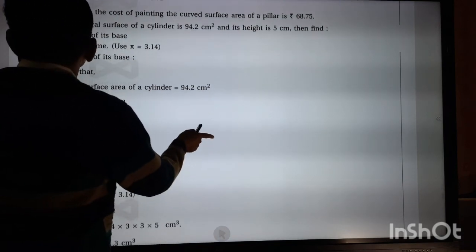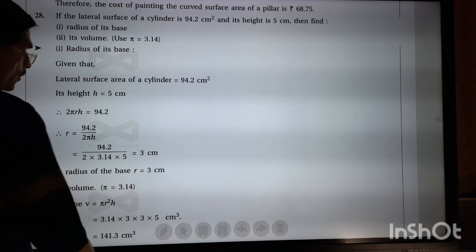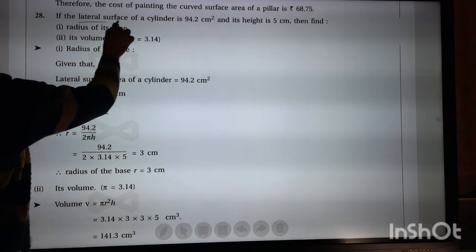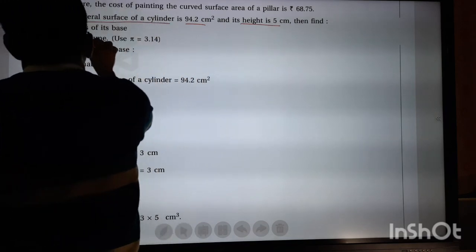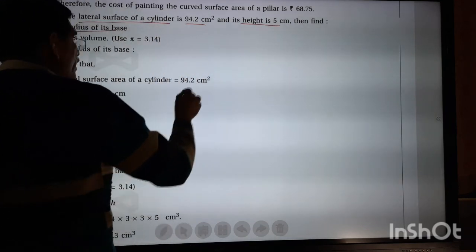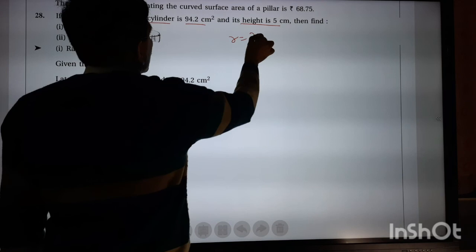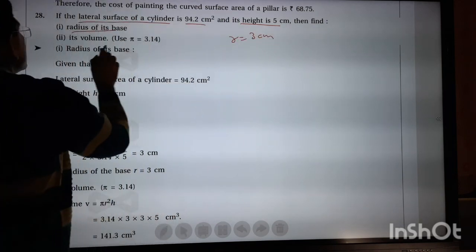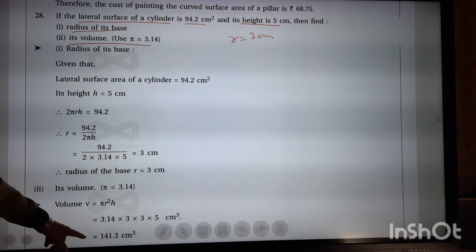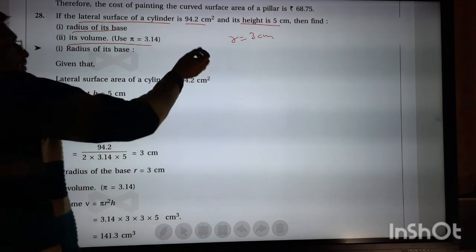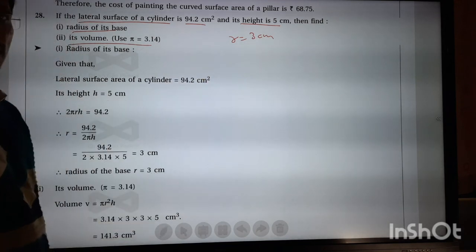So let me do one more sum. That is lateral surface area of cylinder is given. Already we have discussed this. On that time we can first find out the radius. So radius is equal to 3, we have got on that time. Now by using it we can find out the volume. So that is 141.3. So already we have discussed this.